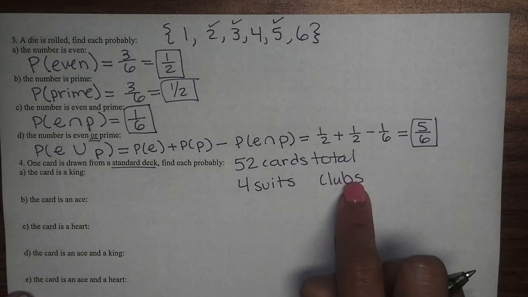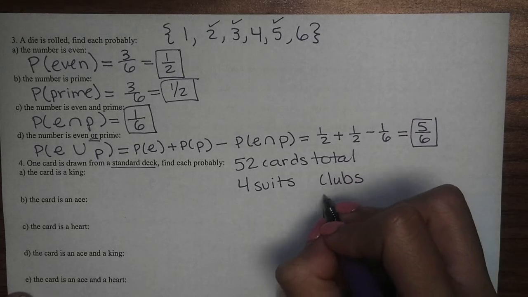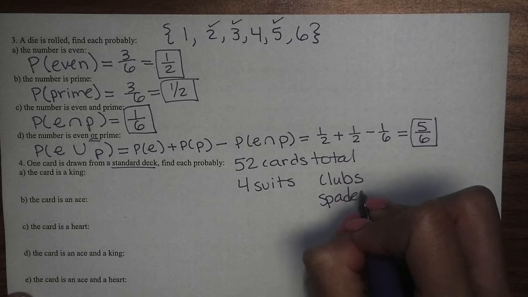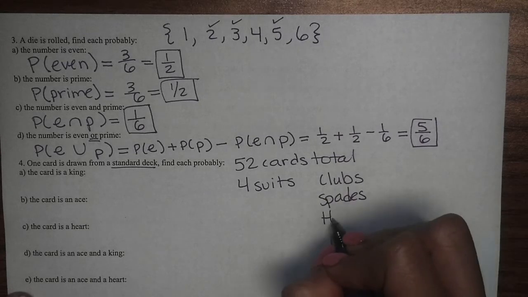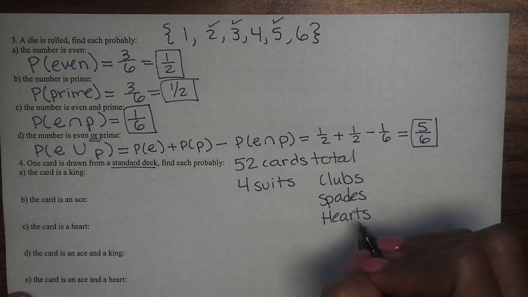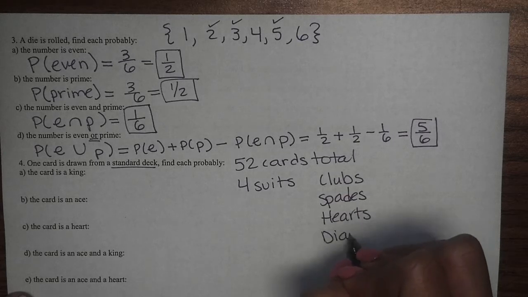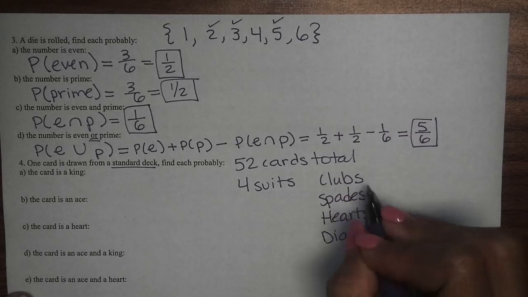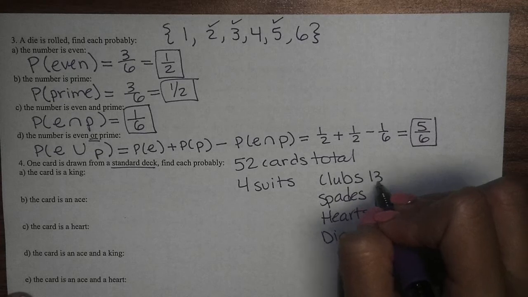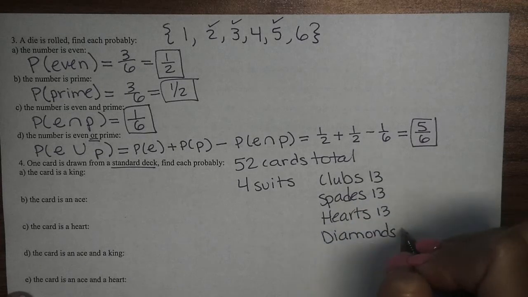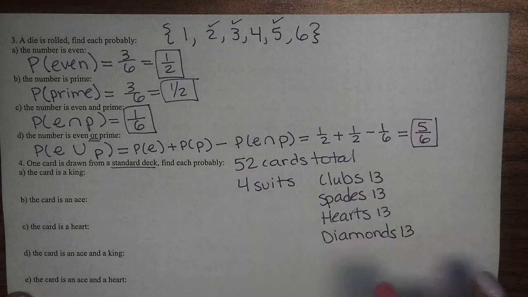The suits are clubs, spades, hearts, and diamonds. So those are the 4 suits. Each of those 4 suits has 13 cards. So 13, 13, 13. And that's why there's a total of 52 cards.